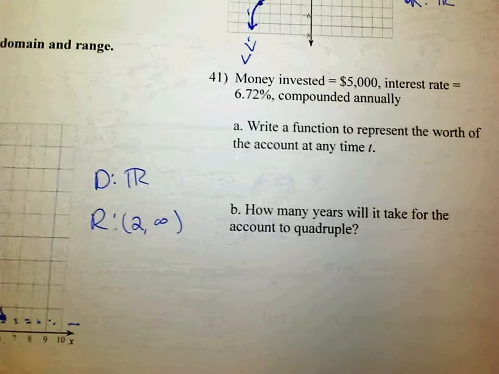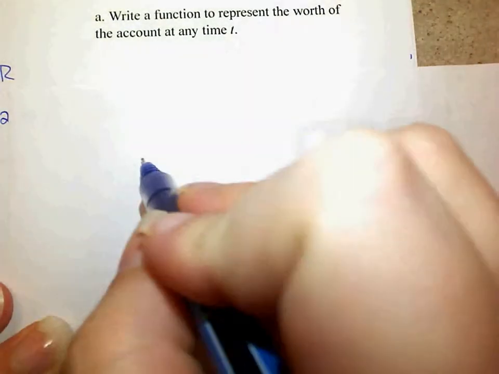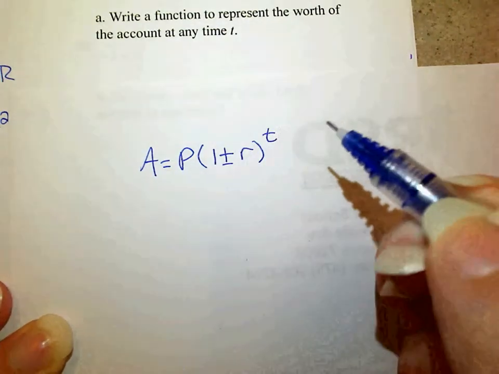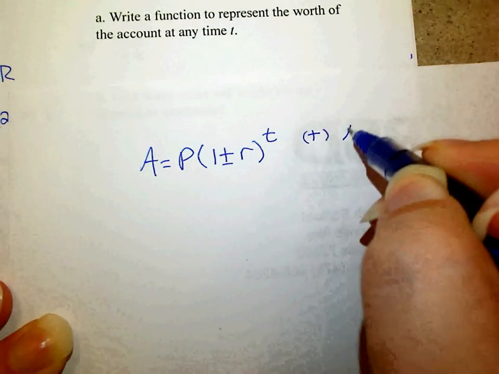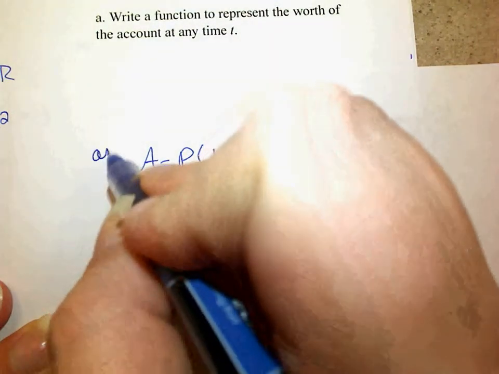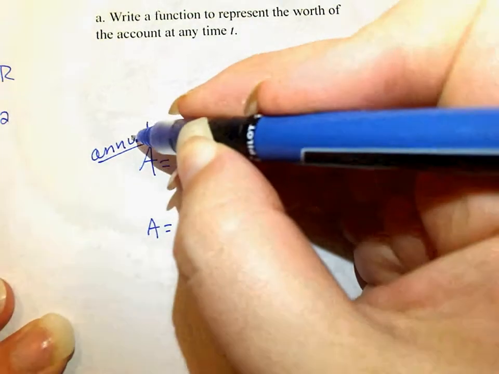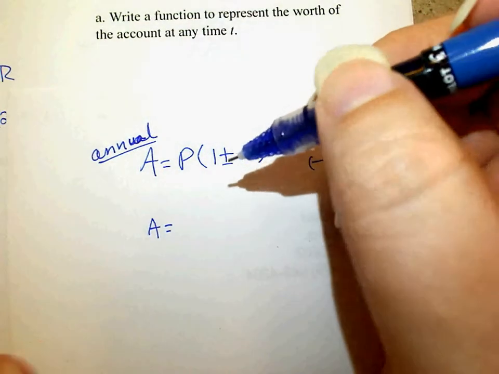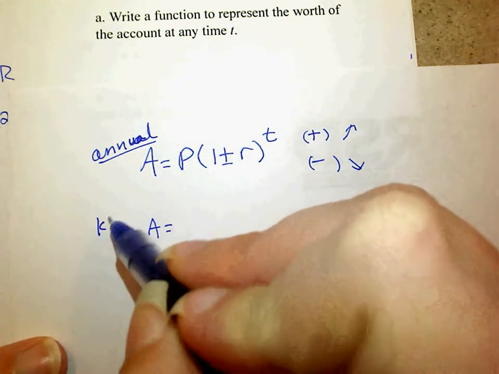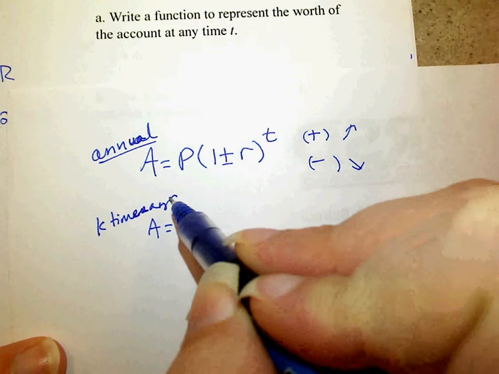For these problems right now, we need to talk about the different formulas that you need to know. You've got amount equals principal times 1 plus or minus the interest rate to the t. Plus is if you're going up in value, negative if you're going down in value. This is annual, so everything is per year. And then k times a year. This is when you're compounding: you invest money and it's compounding k times a year.